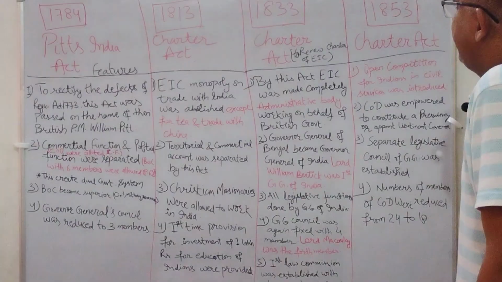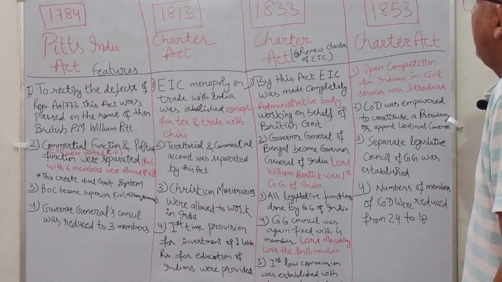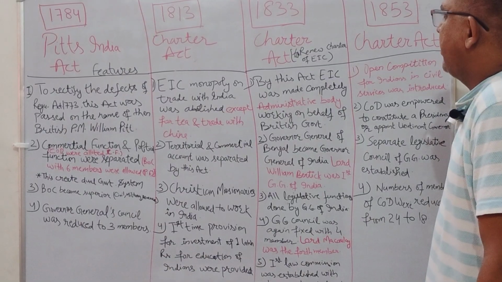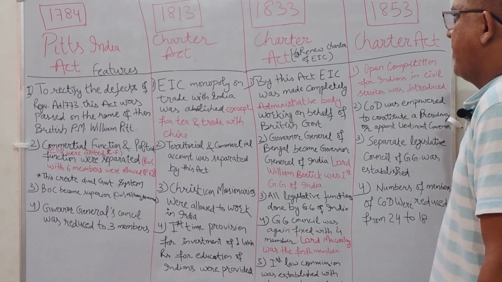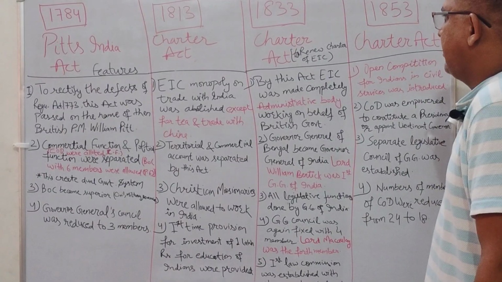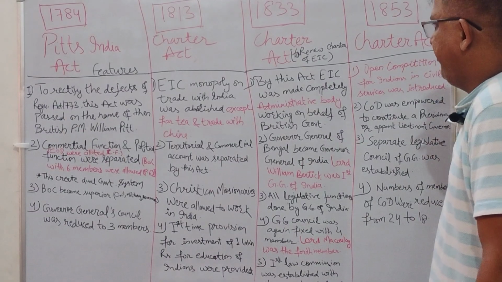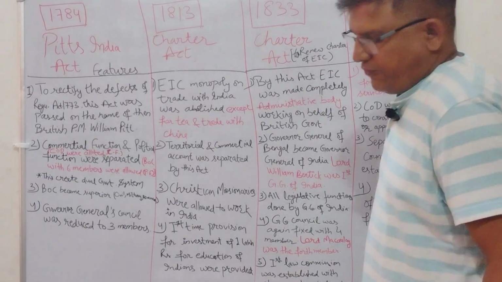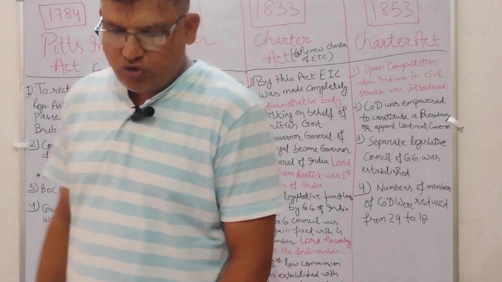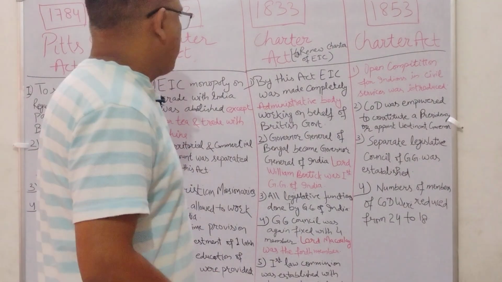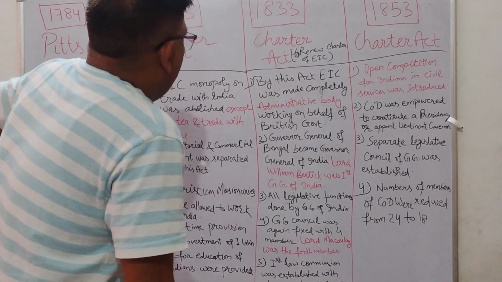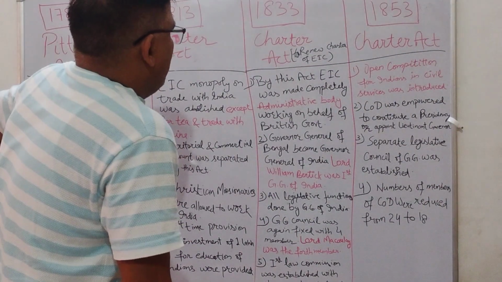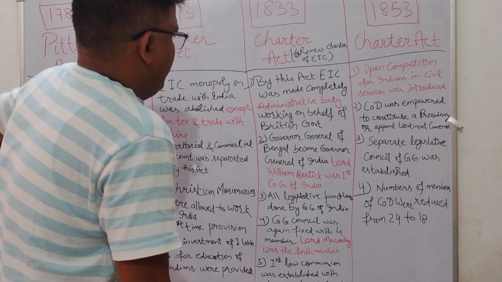In 1833, the Charter Act was introduced to renew the Charter of the East India Company. By this act, the East India Company was made a completely administrative body. The whole commercial functioning of the East India Company was taken away, and the company worked as an administrator on behalf of the British government.